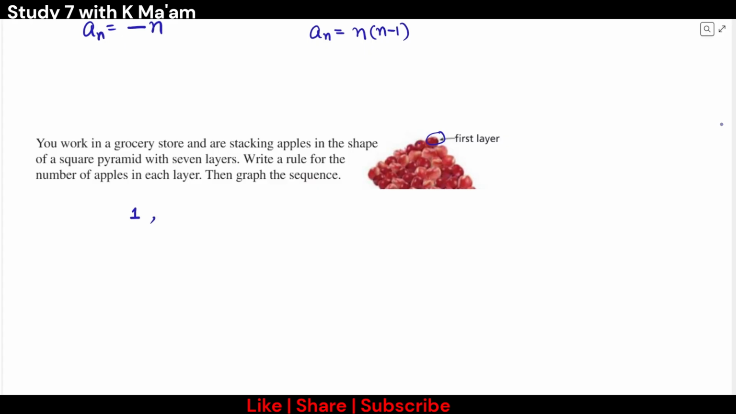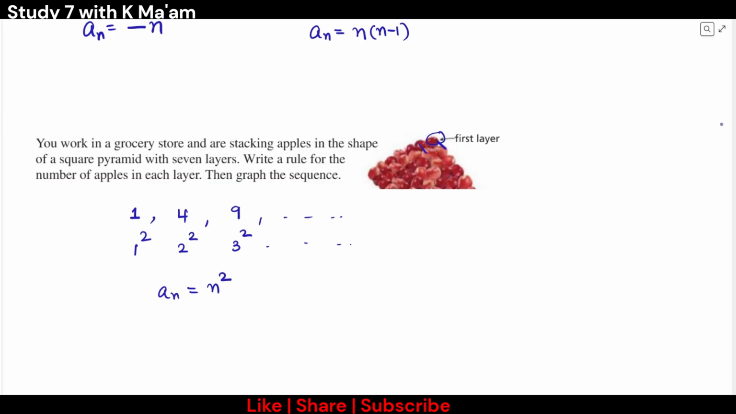Then two apples here and two apples at the back, so next is four apples. Next it will be nine apples. So what you are observing is that it is the square of a number: 1 square, 2 square, 3 square. The pattern will be a of n equals n square.